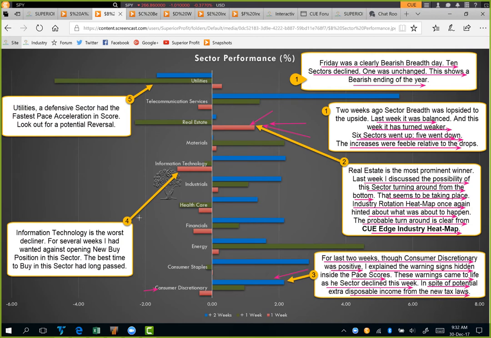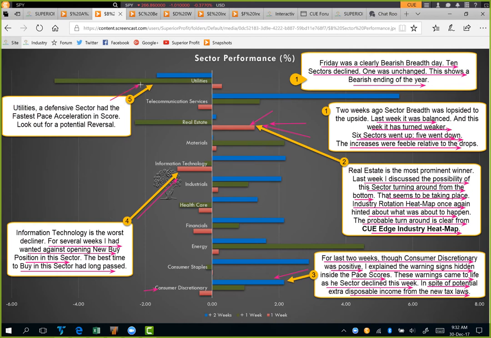Information technology is the worst performer. For several weeks in these market roundups, I had warned against opening new buy position in this sector. That was also based on the heat map information. The best time to buy in this sector had long passed. It was already time to either book profit or at least protect profit using stop orders. If information technology continues to go down, there may be some very profitable shorting the top opportunities.